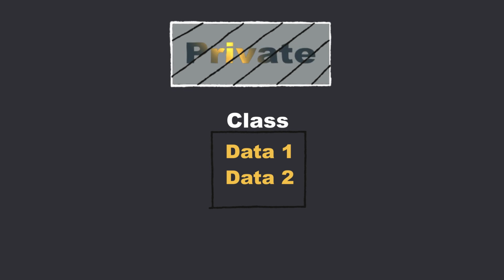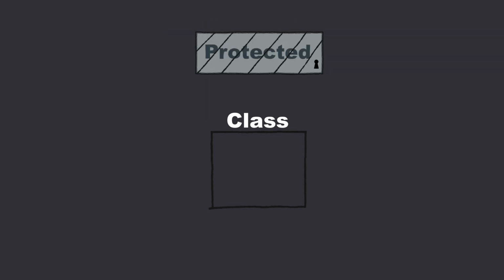Private. Variables or methods marked as private in a class are only accessible within that class. They cannot be directly accessed or modified from outside the class. This helps hide internal details and ensures data integrity. Protected. Variables or methods marked as protected are accessible within the class they're defined in and in any subclasses, inheritance. They are not accessible outside of these classes. This provides a limited level of access control for inherited properties or methods.